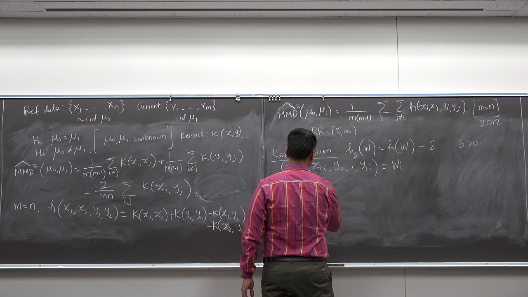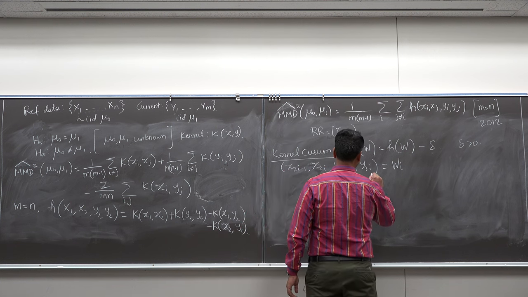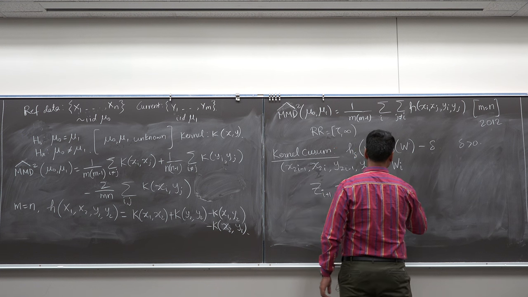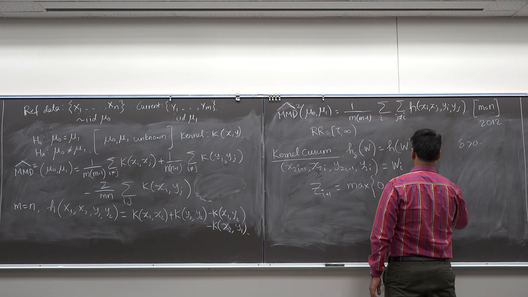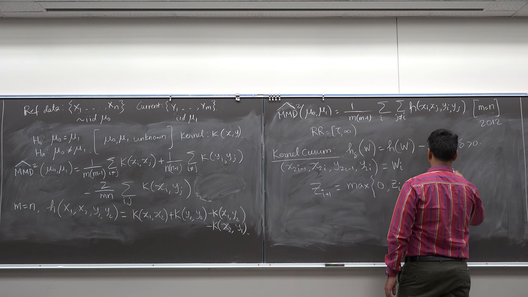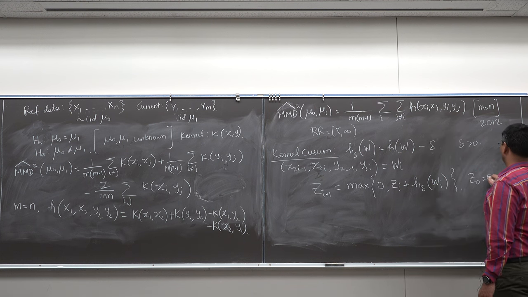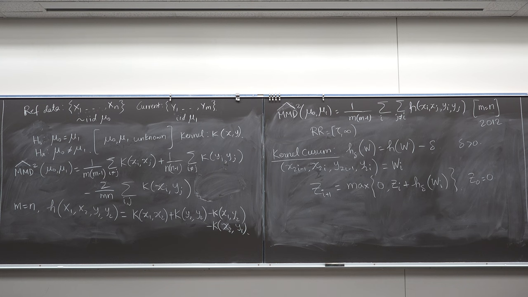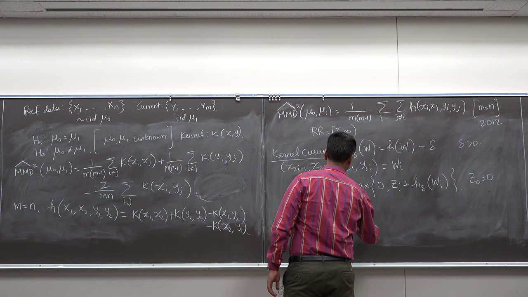And then Z(i+1) is max of 0 and Zi plus h delta of Wi, with Z0 equal to 0. This is kernel Cusum, and again the rejection region is when tau is infinity.